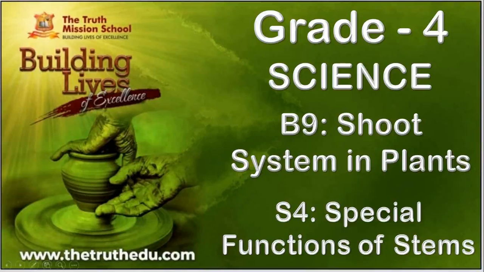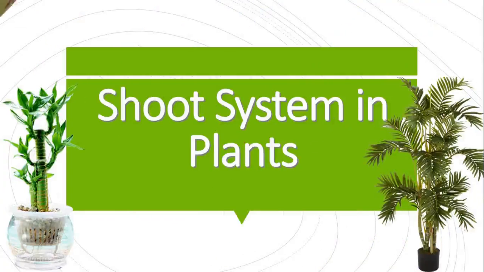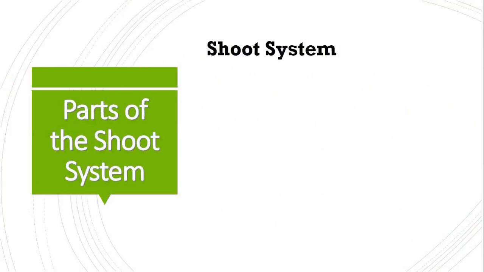Good. Now we are learning block 9, that is shoot system in plants. Let's take a look at previous topics. In this block we learned about parts of the shoot system, herbs, shrubs and trees, functions of stem. First, parts of the shoot system.